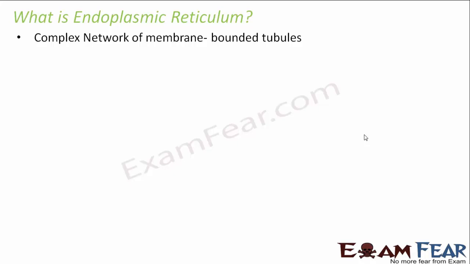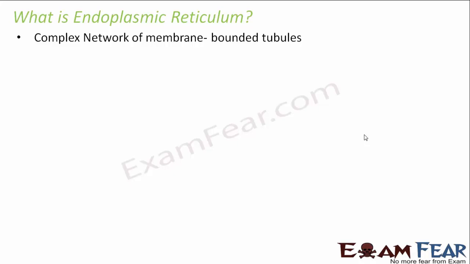So it is a tubular like structure. I mean, you can imagine it like this. Let us suppose there are many tube like structures which are joined from here and there and they form a network. That network of tubular like structure is known as endoplasmic reticulum.